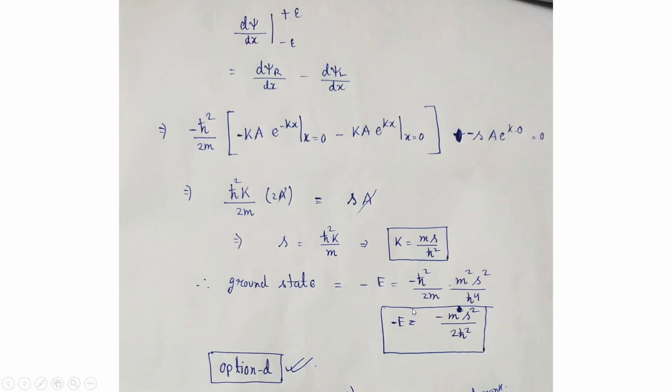Now you know that the ground state energy is minus h cut square by 2m into k square. So in place of k square, you put m lambda by h cut square, and after putting it, you finally get that the ground state energy, that is minus E, is equal to minus m lambda square by 2 h cut square. Okay, so the correct option will be option D.